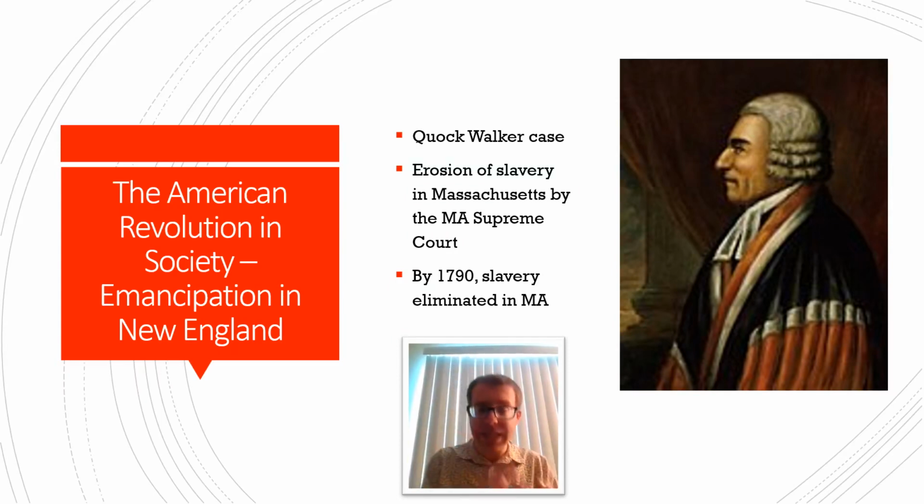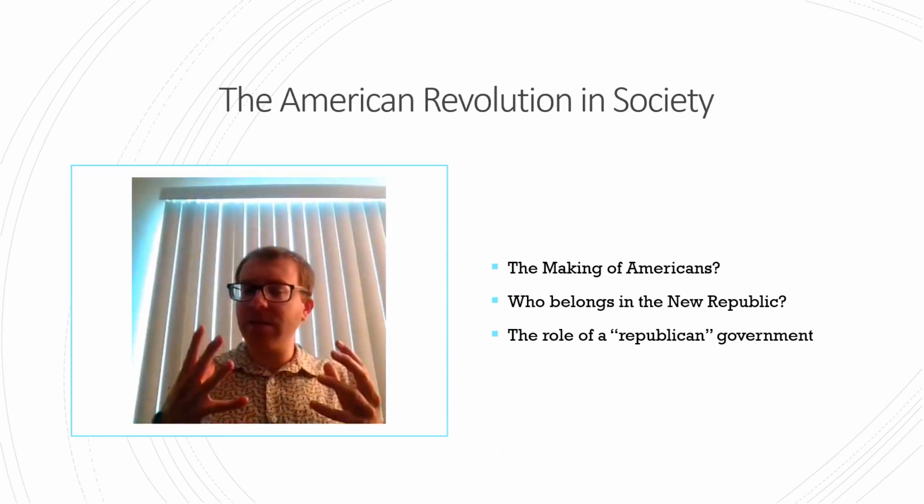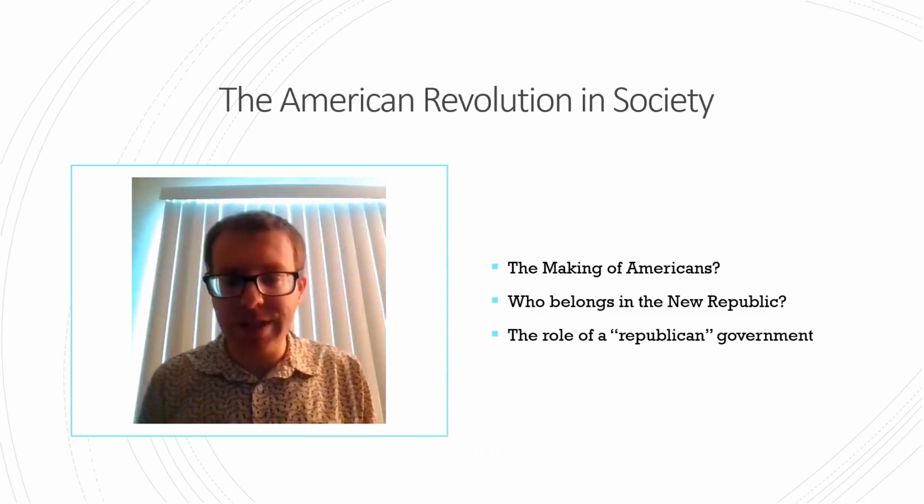And this is what leads to a lot of the North by the 1820s and 1830s actually being mostly devoid of slavery. And slavery as an institution is fully eliminated in places like Massachusetts and Pennsylvania, and is on the decline in places like New York and New Jersey and Connecticut. So the revolution itself helps to end slavery in a good portion of the country. And so that's the question I want to leave you with today.